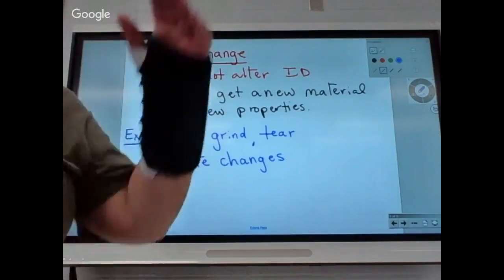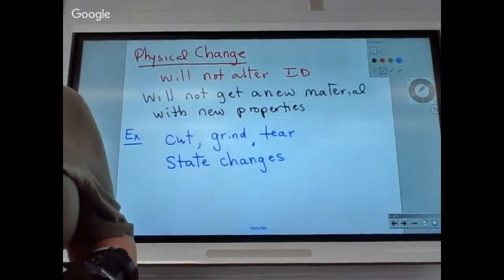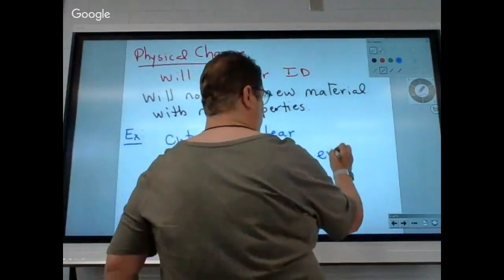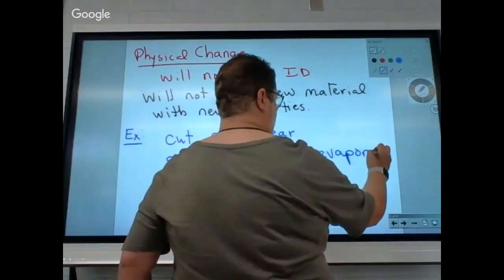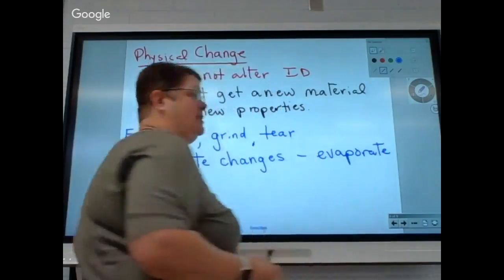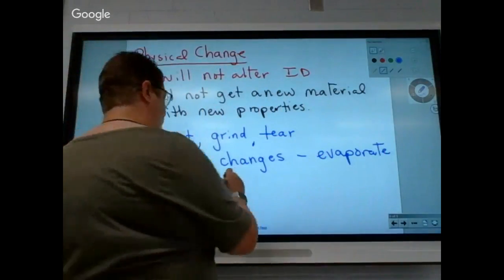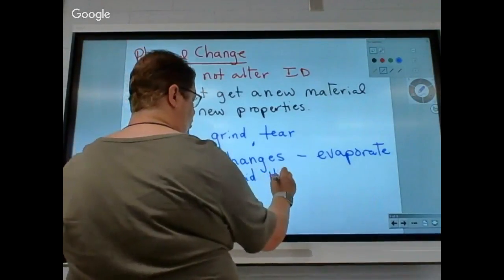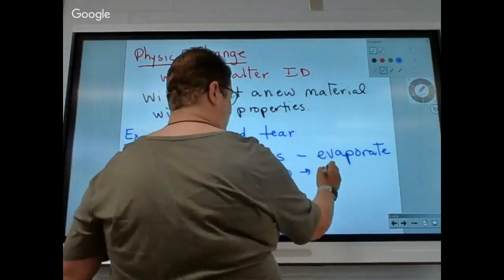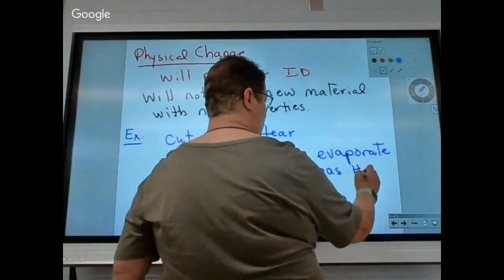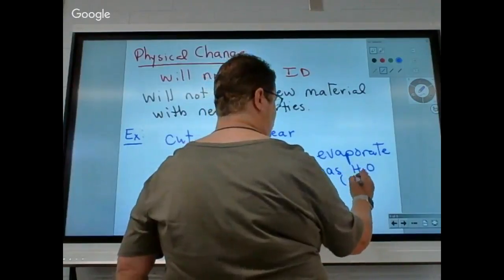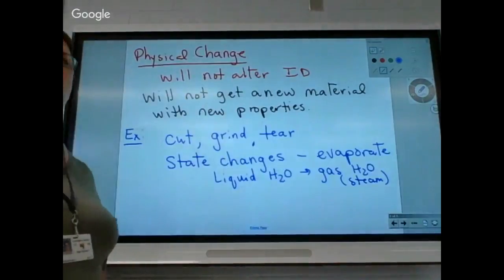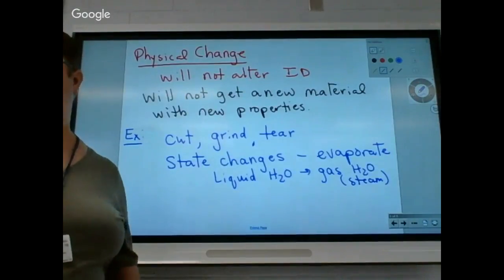Like water to a gas. What's it called when water changes to a gas? Okay, so when we evaporate something, that is a state change. It's still water, okay? You start as liquid water, and you become gaseous water, okay? Which is more affectionately known as steam. But it's still water, so it's a state change.